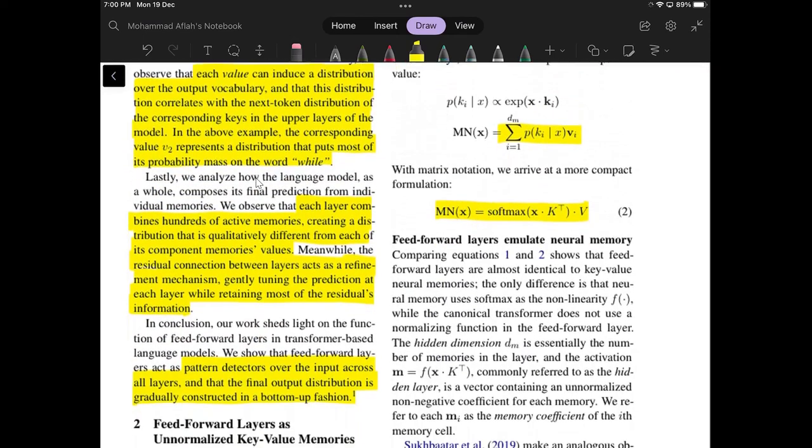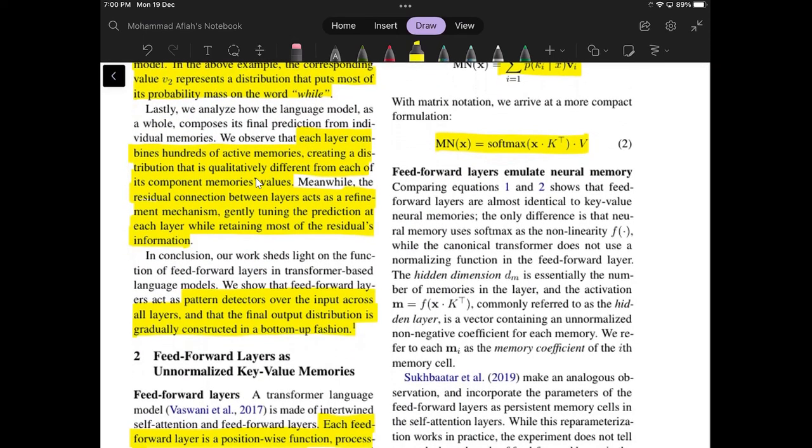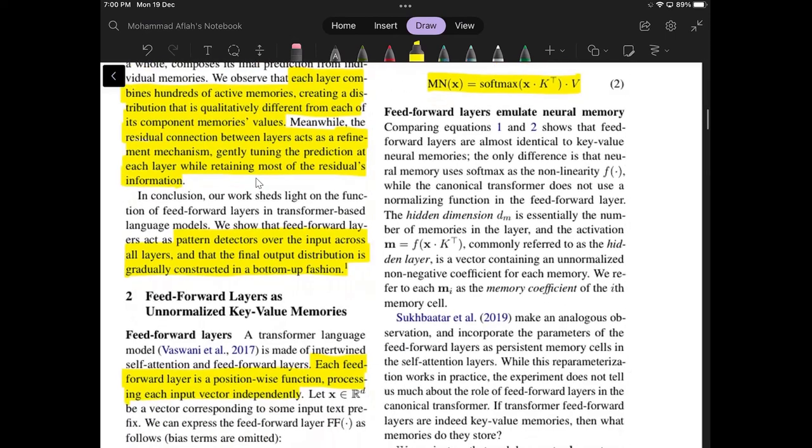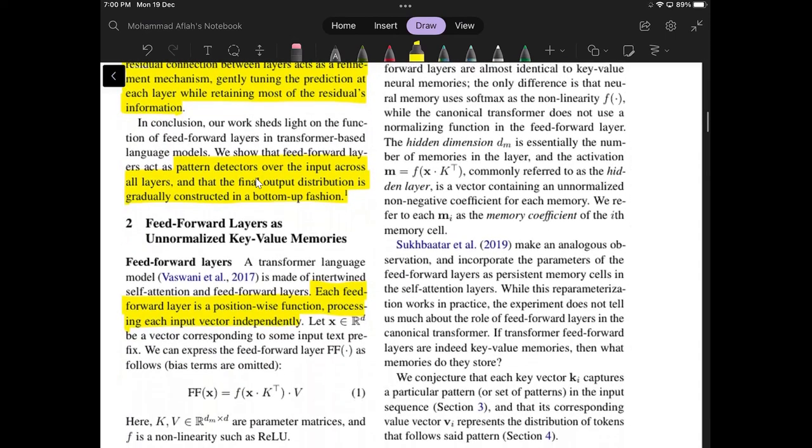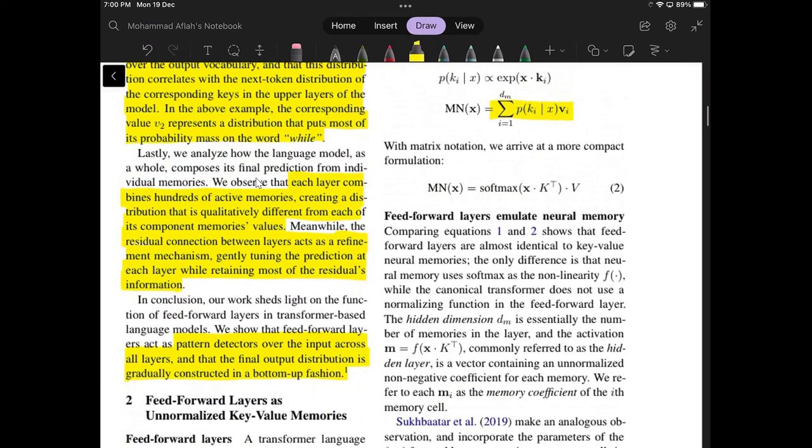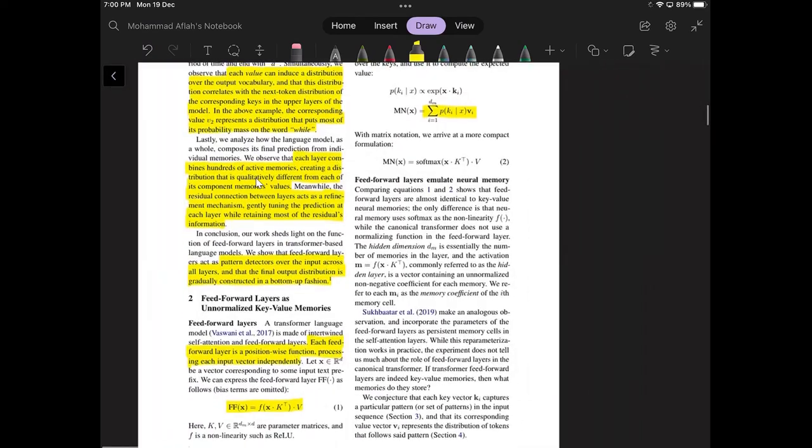So I believe till this point everything is something which you've seen in some other form, just being reformulated. So feed-forward layers emulate neural memory. If you compare equation 1 and equation 2, equation 1 is this equation. Yeah, equation 1 and equation 2, they do look quite similar, don't they?